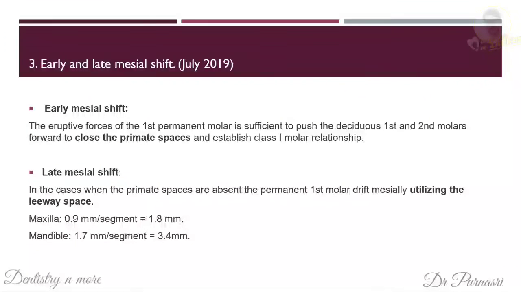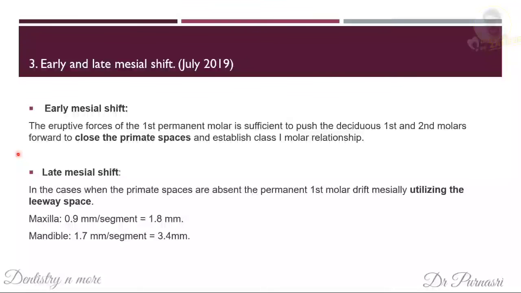Then early and late mesial shift. So this again comes under the mixed dentition period. Early mesial shift means when the first permanent molar is erupting, it pushes the deciduous first and second molars forward to close the primate spaces, that is the generalized spacing that is present, to establish a class 1 molar relationship. That is early mesial shift.